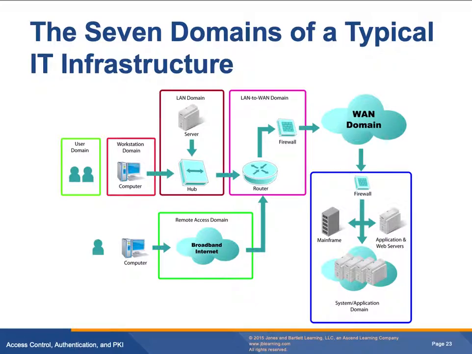Here's the 7 domains of a typical IT infrastructure. And this is just some general domains. You can specify this even more. The user domain, see in the green box. The workstation domain, so you'll have multiple workstations. The LAN domain, local area network domain. The LAN to WAN interface domain, so how the LAN connects to the outside.